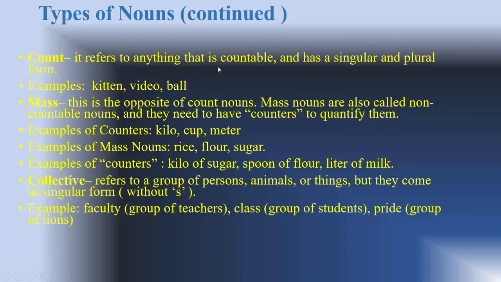Count nouns refer to anything that is countable and has a singular and plural form. Kitten, video, ball. We can say kittens, videos, and balls. So singular, plural. They are count, or sometimes called countable nouns. Mass, uncountable nouns, are the opposite of countable nouns or count nouns. Mass nouns are also called non-countable nouns, and they need counters to quantify them.